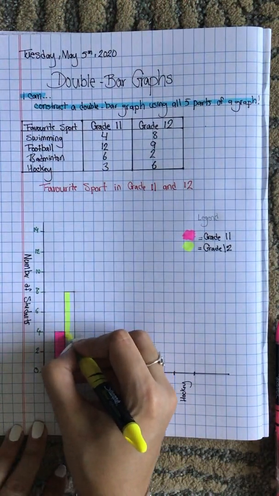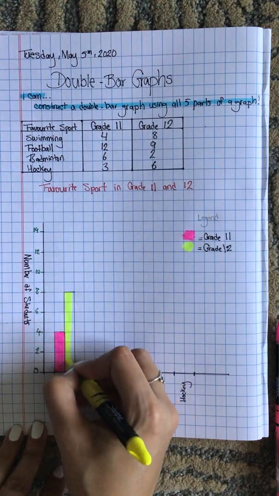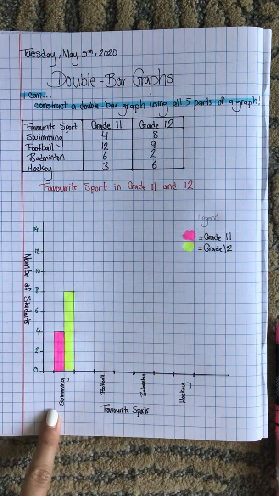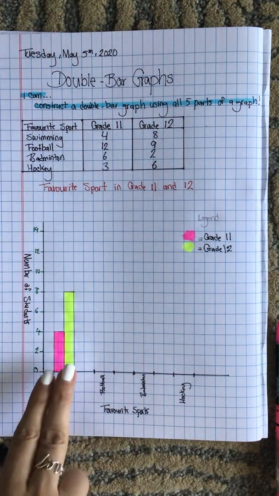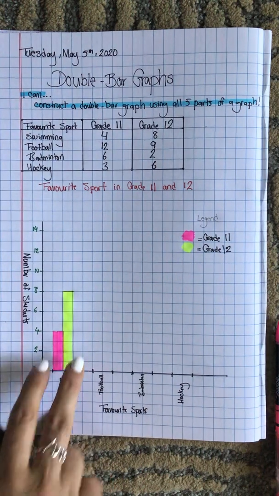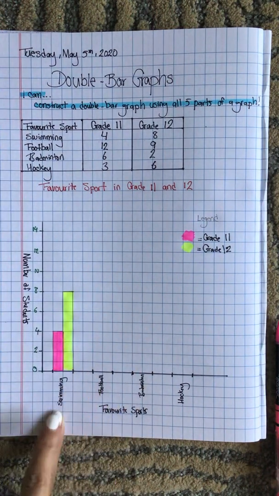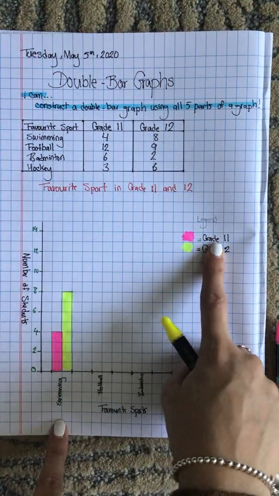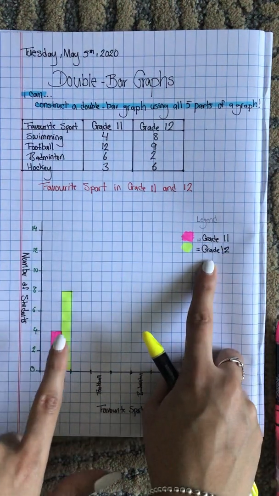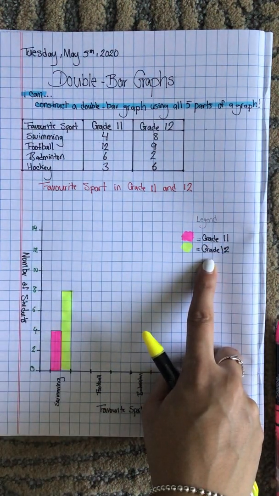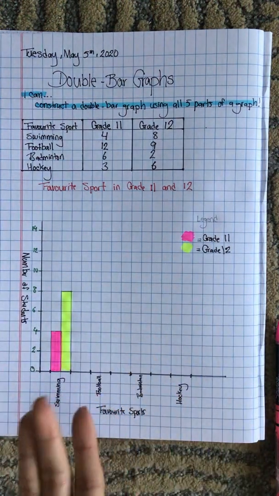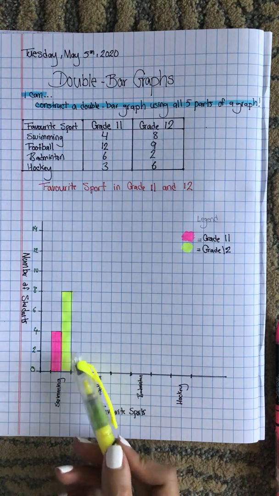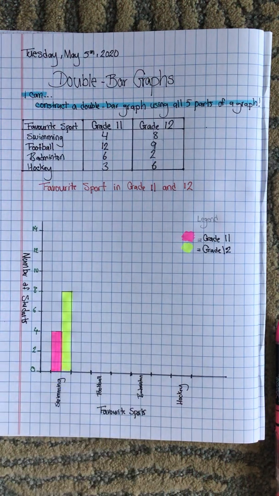Okay, so I'm going to pause there and discuss this for a moment before we move on. So what just happened? We have one sport, right? Just one sport, but it's representing 2 data points. So this tells me that whatever's pink, grade 11, there were 4 grade 11 students that like swimming. And then the yellow, grade 12s, 8 grade 12 students like swimming. So right away, what is one finding? You can say there are more grade 12s who like swimming than grade 11s, right?